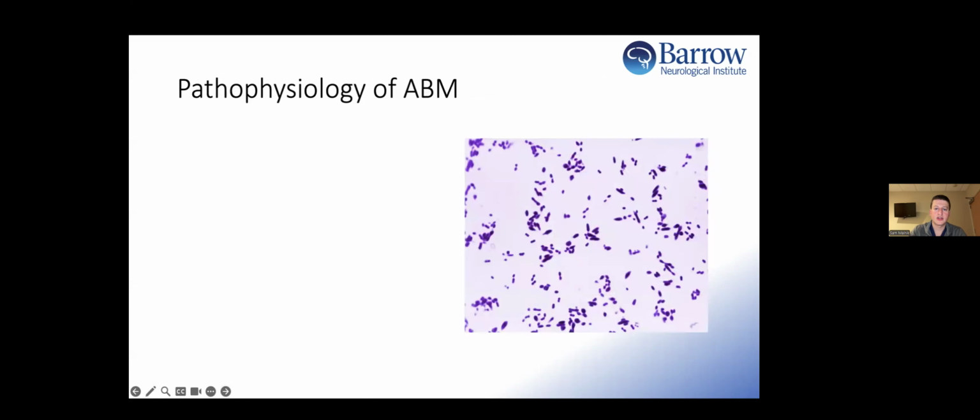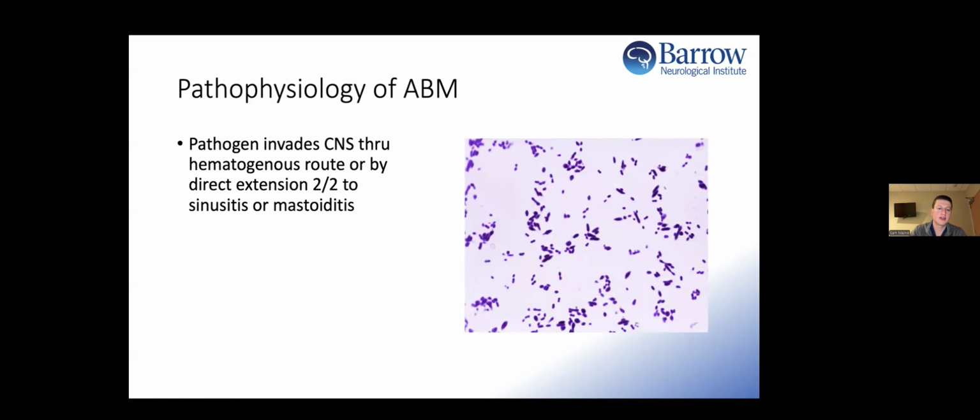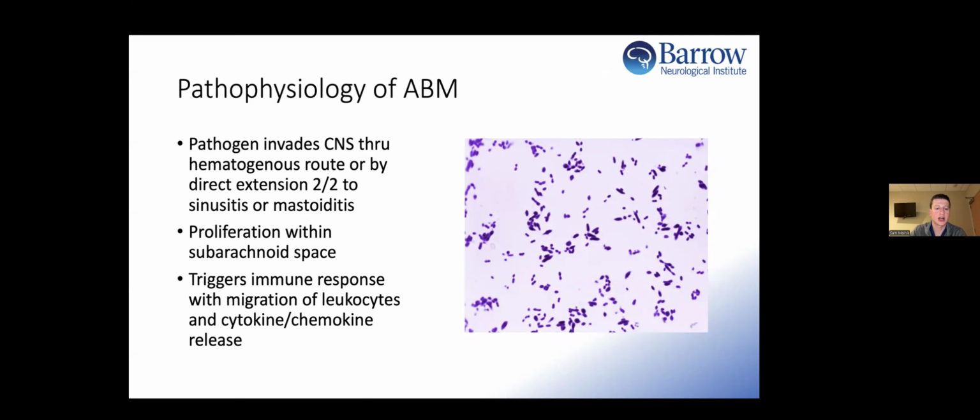The pathophysiology of acute bacterial meningitis is still rather vague and not completely understood. Typically, these pathogens invade the CNS through a hematogenous route or by direct extension from erosive sinusitis or mastoiditis. We see proliferation of the bacteria within the subarachnoid space, which triggers a robust immune response, causing the migration of leukocytes and the release of cytokines and chemokines.